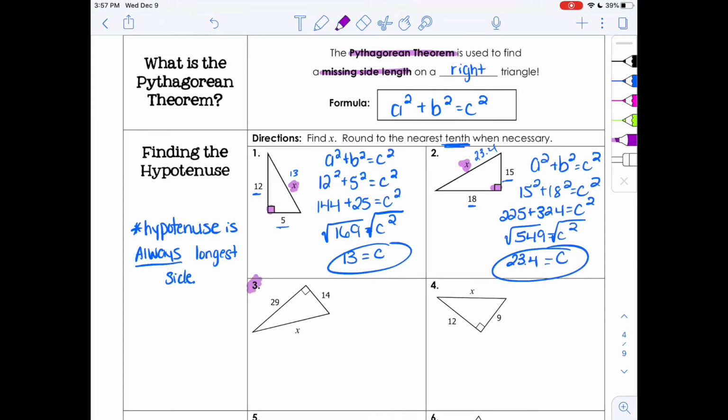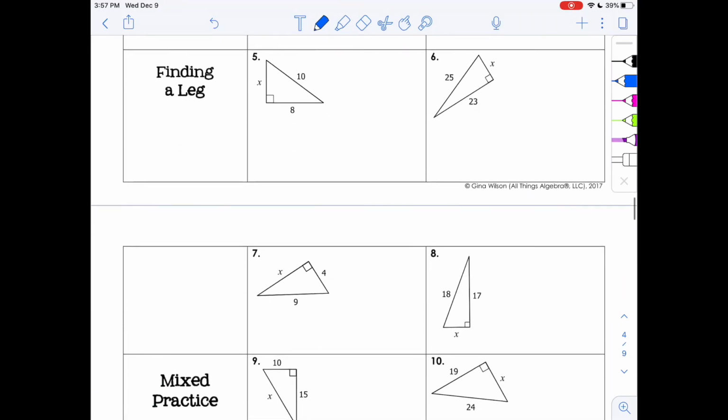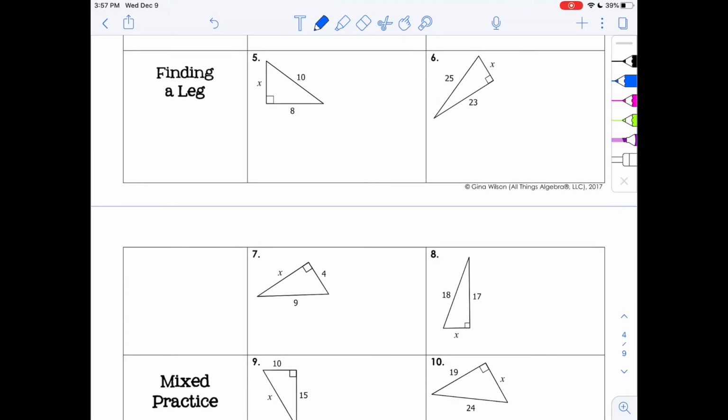Go ahead and highlight number 3 and number 4. Now the problems we just looked at, your hypotenuse was missing. But you could have any of your sides missing. So the next ones we're going to look at is if I have a leg that's missing. So number 5, it's a right triangle, and I have a missing side. So I know I'm using a squared plus b squared equals c squared. Now if you notice, our hypotenuse, the one directly across from the right angle, is not missing. So 10 is c. So we're going to plug in 10 for c.